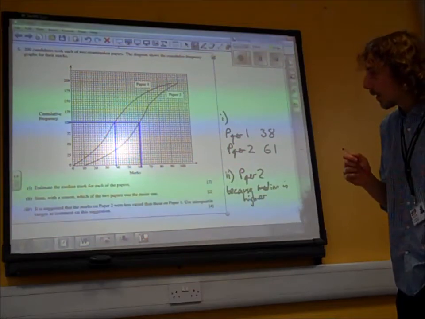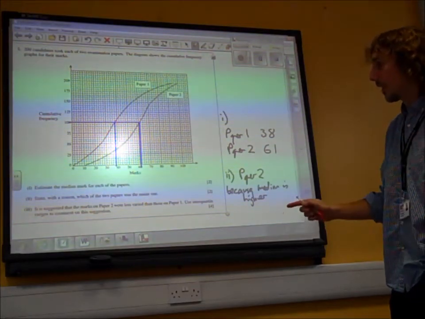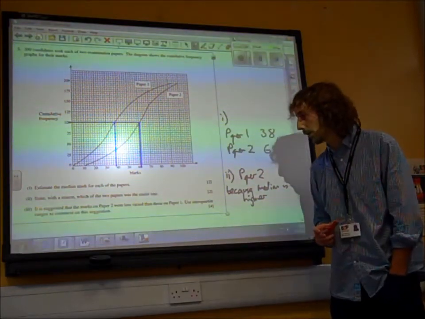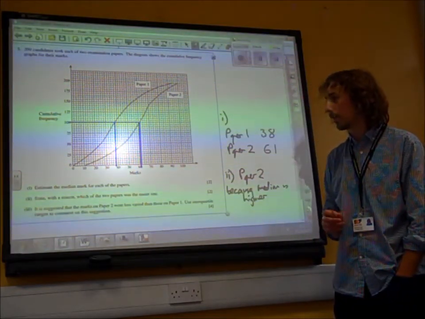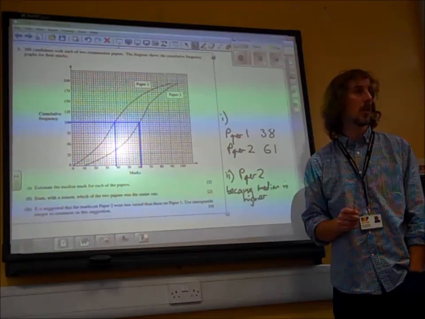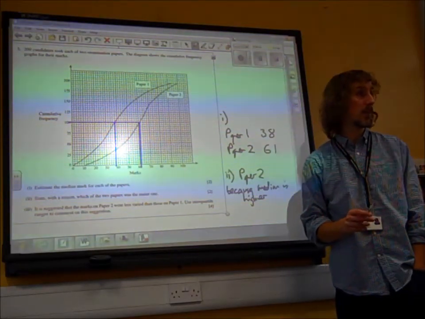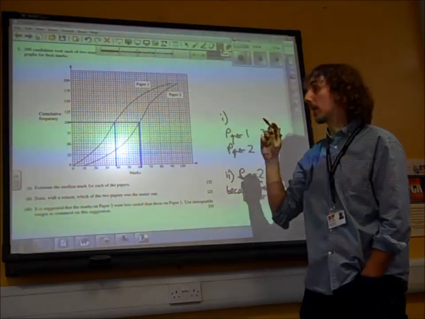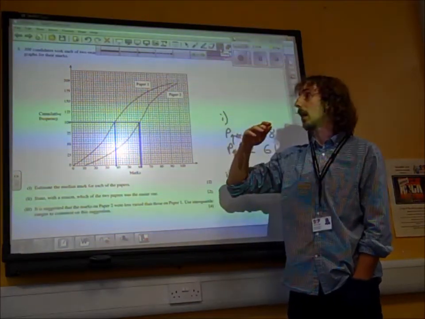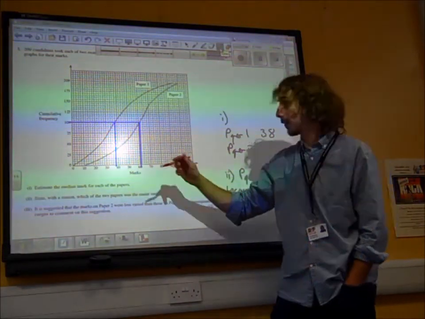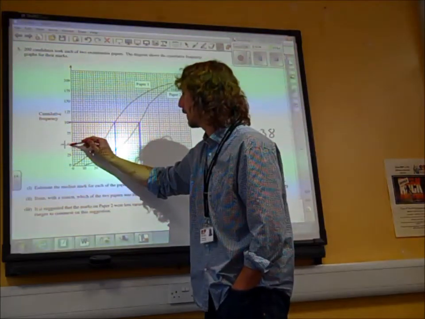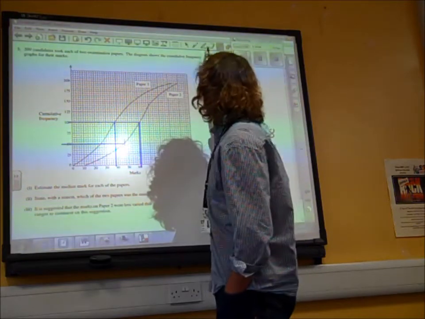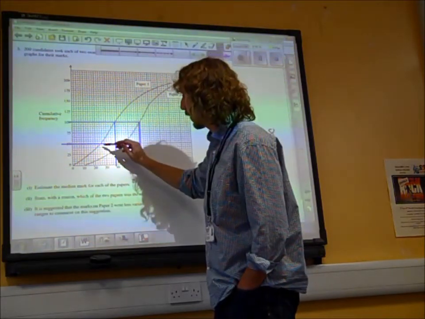It is suggested that the marks on paper 2 were less varied than those in paper 1. Use interquartile ranges to comment on this suggestion. So we've now got to find the interquartile ranges for the graphs. If there are 200 candidates, then that means we're looking at 50 and 150 as being the values. So let's look across from 50. This is about where my line's going. And let's drop down the values from there.